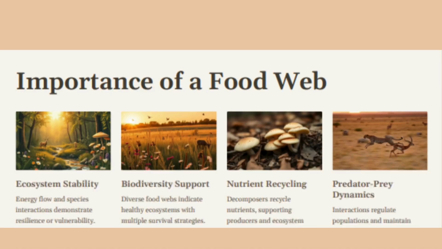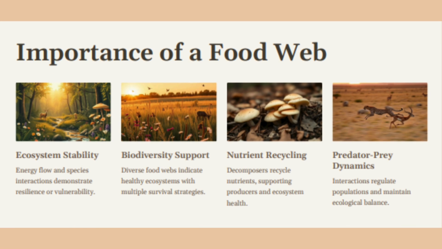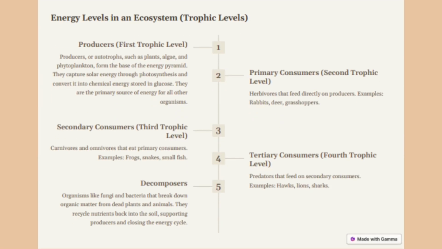All right. So what is the importance of a food web? So of course, number one, ecosystem stability. Energy flow and species interactions demonstrate resilience or vulnerability. Next, we have biodiversity support. Diverse food webs indicate healthy ecosystems with multiple survival strategies. Nutrient recycling. Decomposers recycle nutrients, supporting producers and ecosystem health. And predator and prey dynamics. Interactions regulate populations and maintain ecological balance.